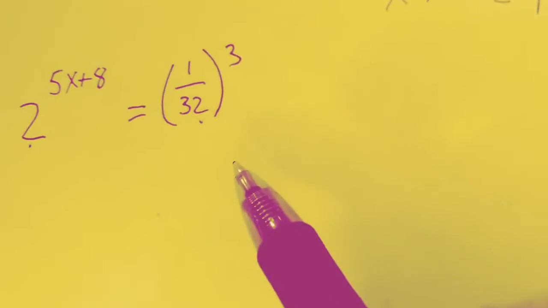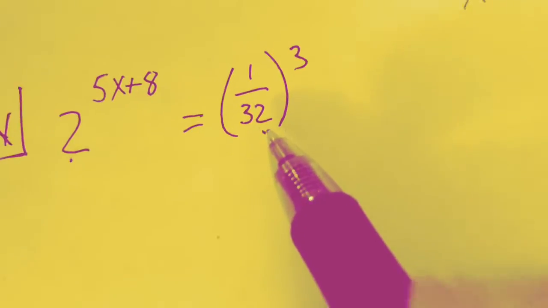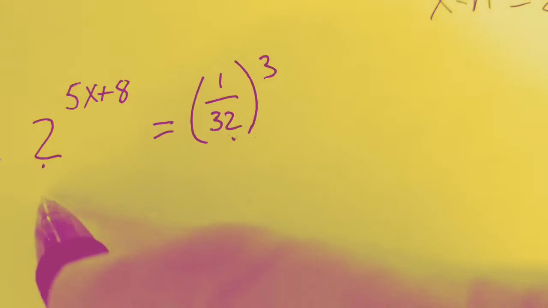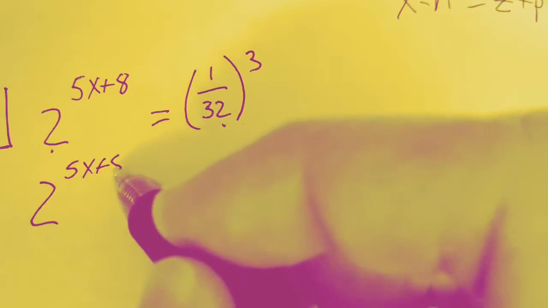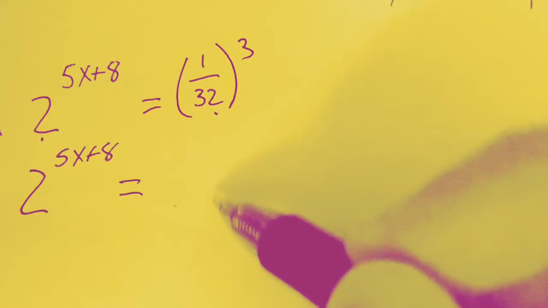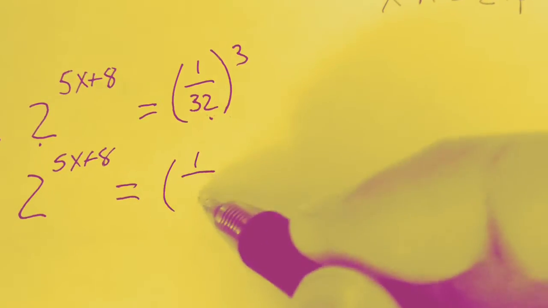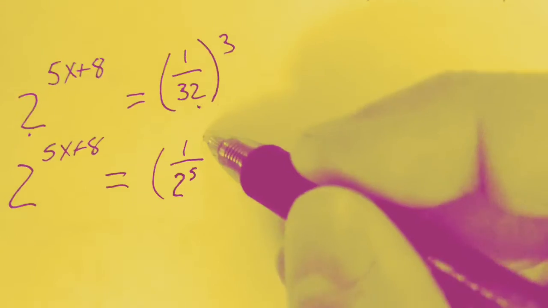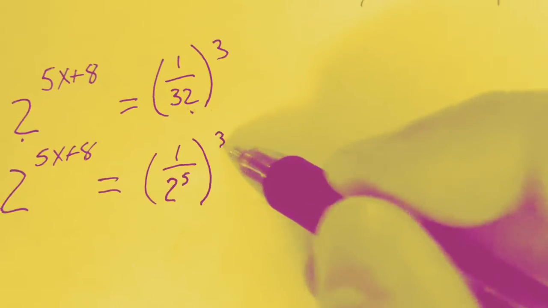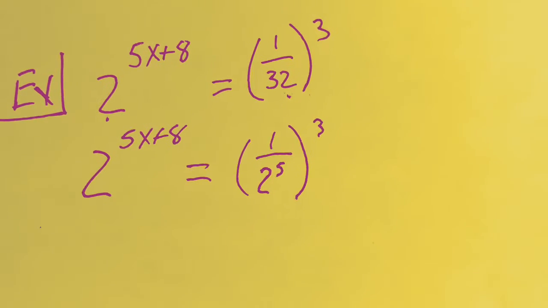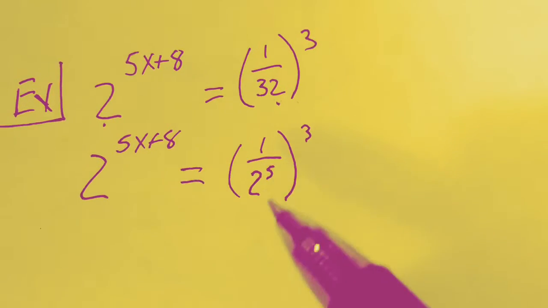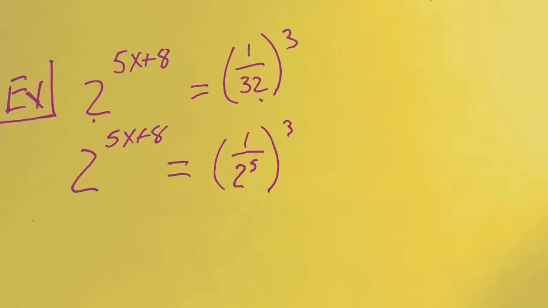It's 1 over 32. So that means I'm going to need to rewrite that. So this stays 2 to the 5x plus 8. And I know I can rewrite 32 as 1 over 2 to the 5th. And if I don't know that, I just told you that. And you go back to the notes that we just gave earlier and say, okay, so I can rewrite 32 as a base 2 to the 5th power.